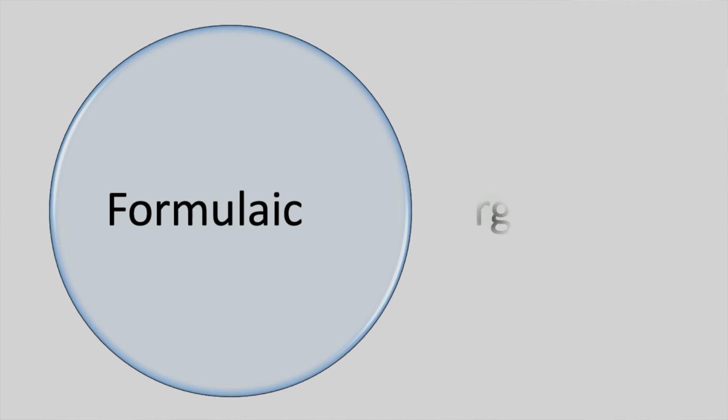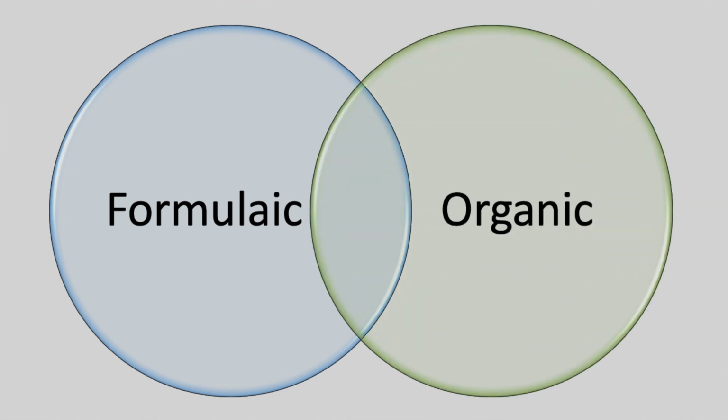So there are your 2 main approaches. You can be formulaic, you can be more organic, or you can be a combination of the 2, because these 2 things are not separated poles. They're more like a Venn diagram where the 2 things overlap.